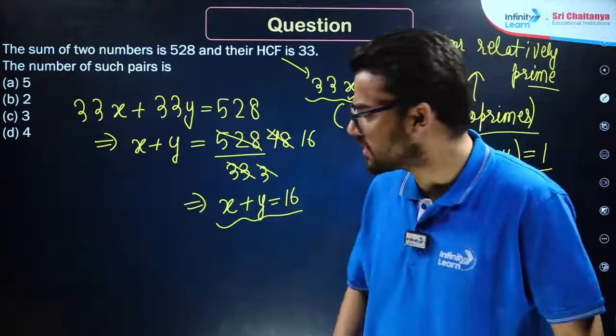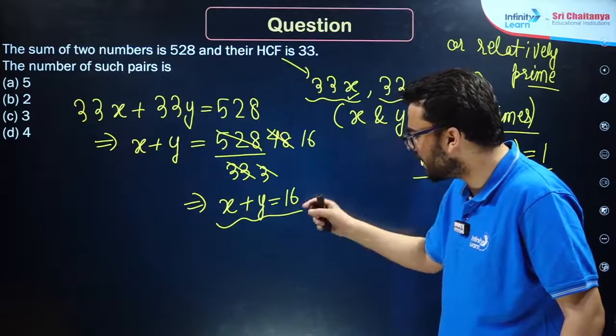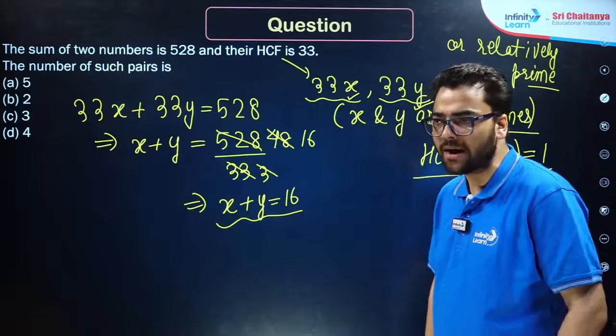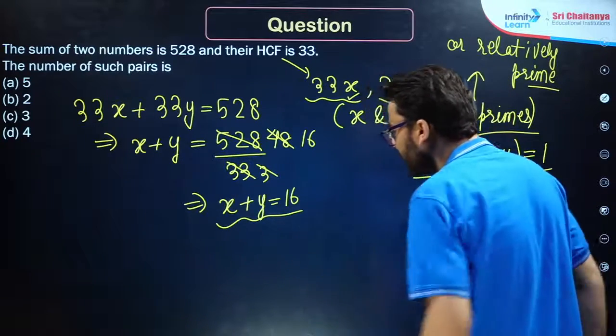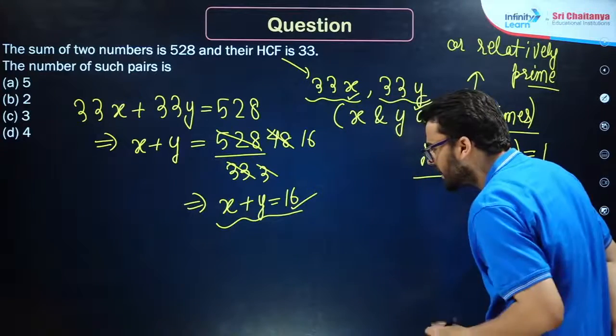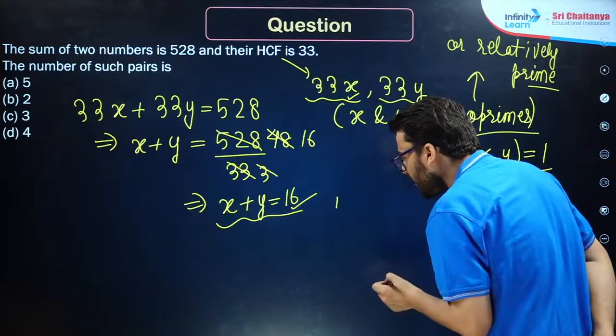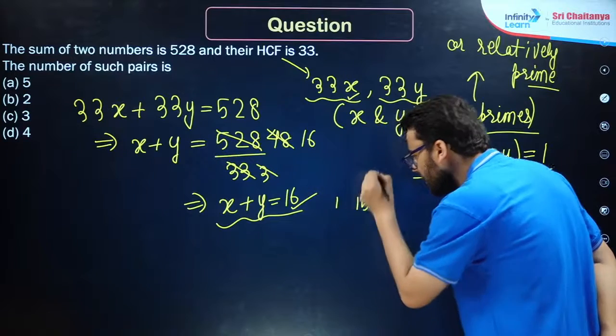So you want two numbers whose HCF is 1 and sum is 16. How can we judge those numbers? See this thing. You want the sum to be 16. So suppose the first one is 1 and the second one is 15. Can we say like this?